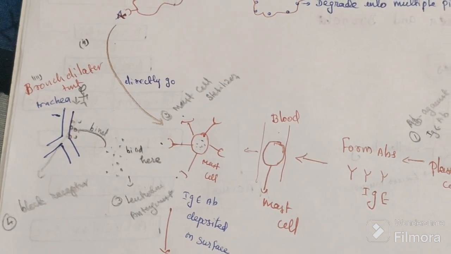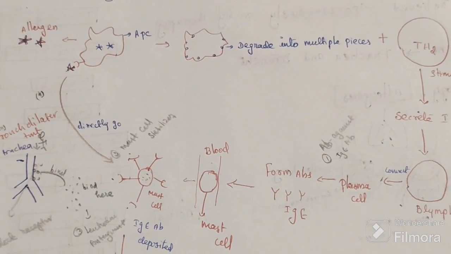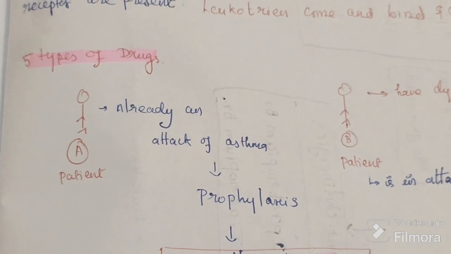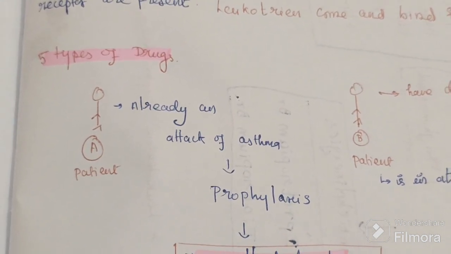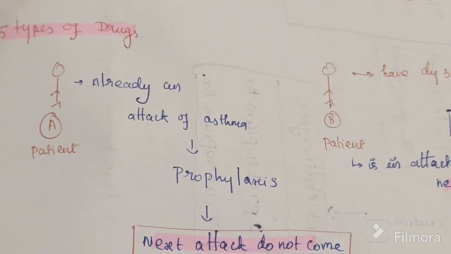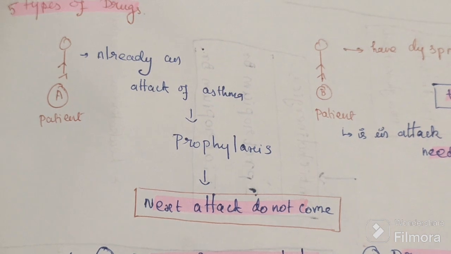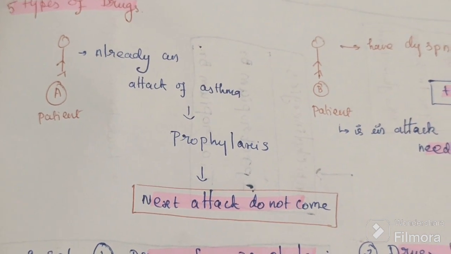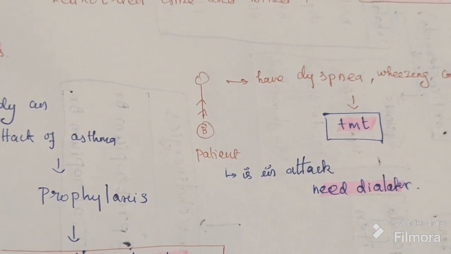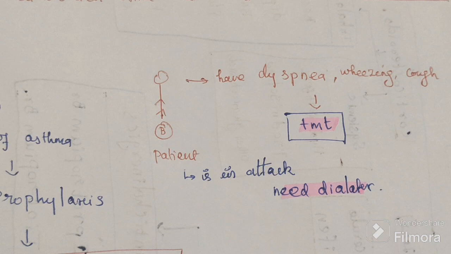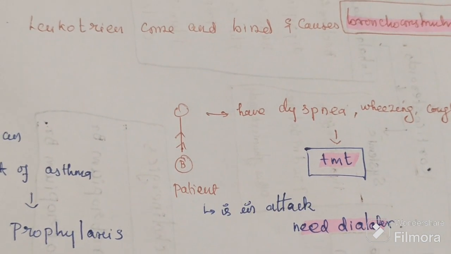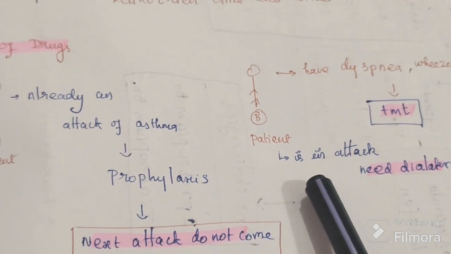Here we have five drugs for asthma. So this is how asthma takes place. Imagine there are two patients, patient A and patient B. Patient A already had an attack of asthma. Now he wants prophylaxis so that the next attack does not come. Currently the attack is not there. But patient B currently has dyspnea and wheezing. He has an asthma attack and wants treatment. So A wants prophylaxis, B wants treatment.